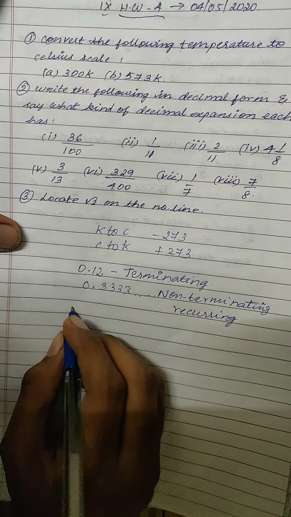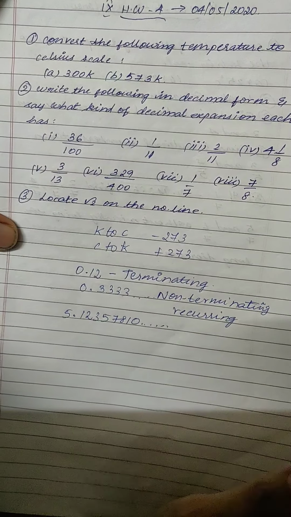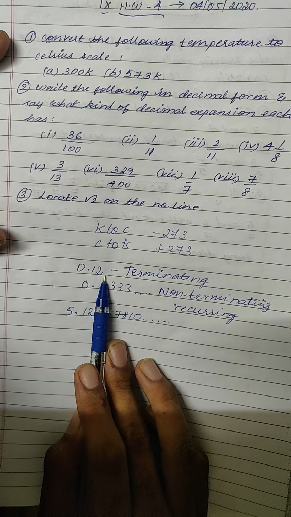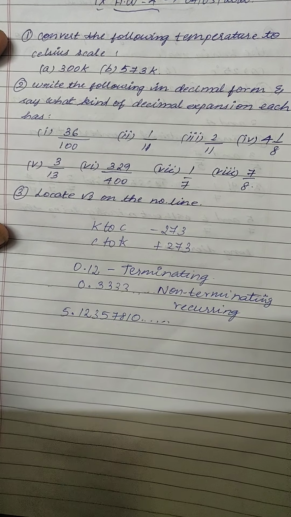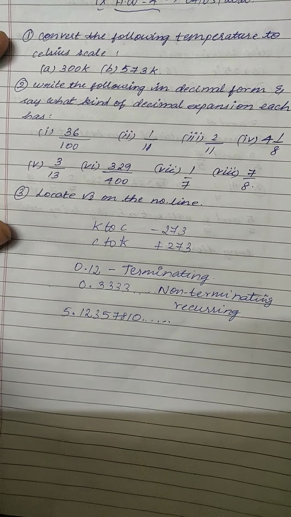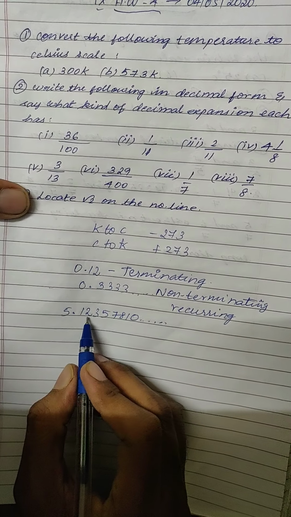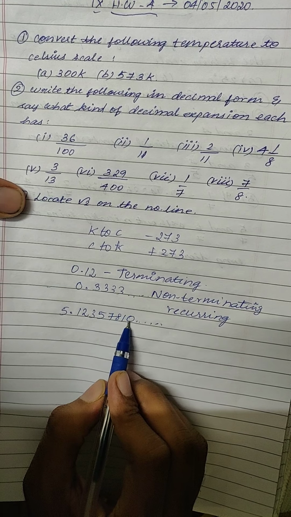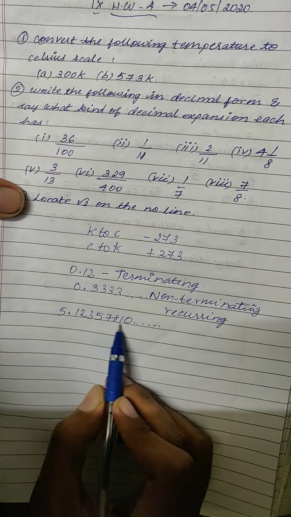Or at times you can also get something like this: 5.1235781 dot dot dot. So you can get random numbers, and you don't know what the next number will be. Here the decimal has stopped, which means you're getting the remainder as 0, so it is called terminating. Here it is not stopping but it is repeating 3333, so it is called non-terminating recurring or non-terminating repeating. And the last one is going in a random fashion. Here we know the next digit will be 3, but in the last one we cannot predict the next digit. After 1 you have 2, 3, 5, 7, 8, 1, 0, and you don't know what will come next.